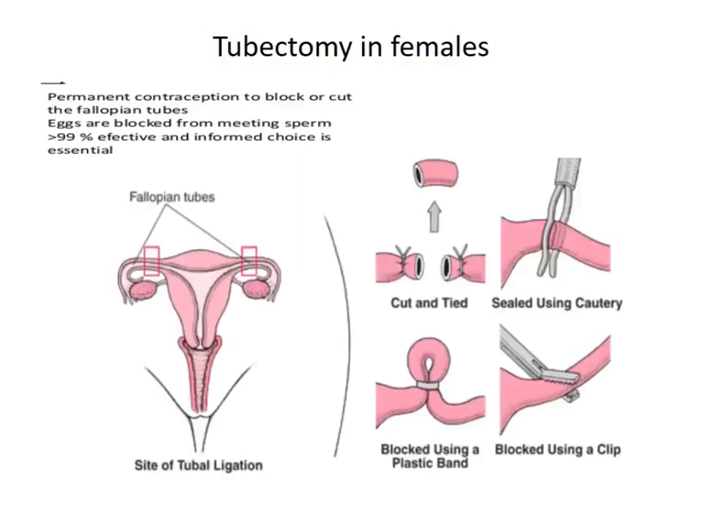Tubectomy in females is permanent contraception to block or cut the fallopian tubes. If the fallopian tube is cut, then the egg will never meet the sperm. It is 99% effective. It's an informed choice. This is the area showing the fallopian tubes, where it is taken out, either clipped, or you put a plastic band, or you cut it and cauterize it, or you can use a clip.